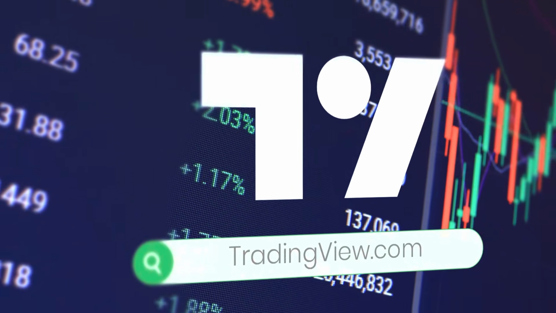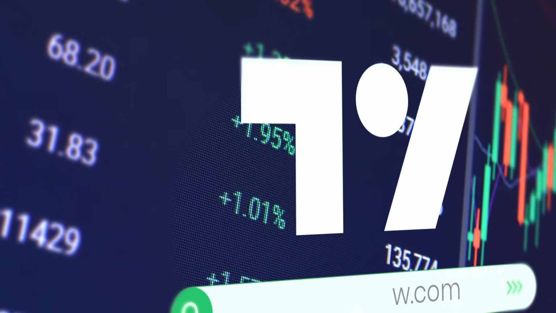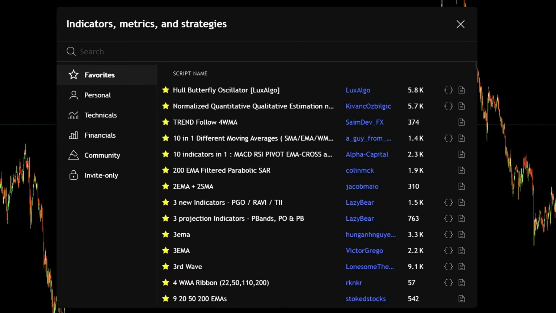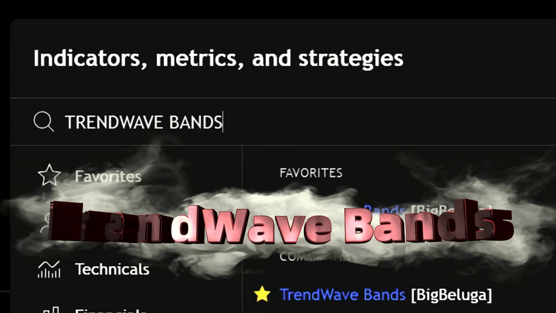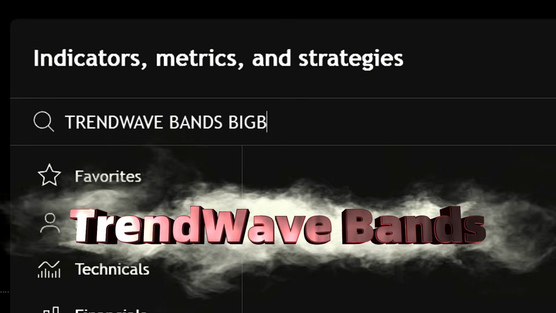To get this on your chart, you'll just go to TradingView, open up indicators, and then search for Trend Wave Bands by Beck Baloga. It's a free indicator you can add right away.